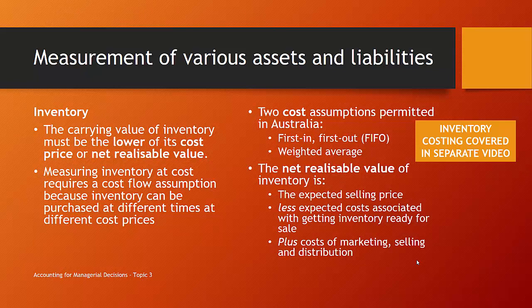Because if what you're holding in inventory is worth less than what it is on the books, then you've got to take it down. So the net realizable value is the expected selling price, so what you expect to get for it, less any costs associated with getting it ready, costs which you haven't yet spent, so what you expect to spend, and then add on any costs of marketing, selling, and distribution. For ease of use, just for the moment, just take it as this is what you could sell it for. So what we've got it on the books versus what we can sell it for.